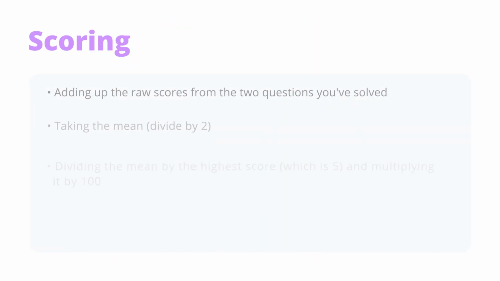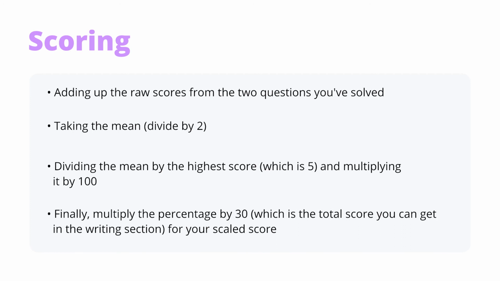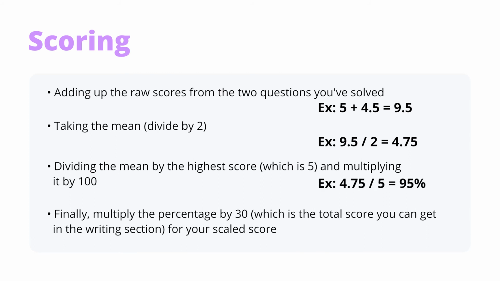Your final scale score, ranging from 0 to 30, is calculated by adding up the raw scores from the 2 questions you've solved. For example, 5 plus 4.5 equals 9.5. Take the mean and divide it by 2, for example 9.5 divided by 2 equals 4.75. Then divide the mean by the highest score, which is 5, and multiply it by 100. So 4.75 divided by 5 equals 95%. Finally, multiply the percentage by 30, which is the total score you can get in the writing section. For your scaled score, for example, 95% times 30 equals 29.